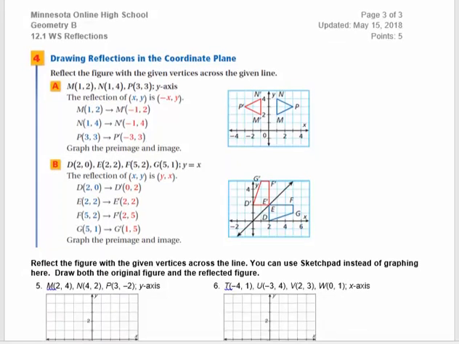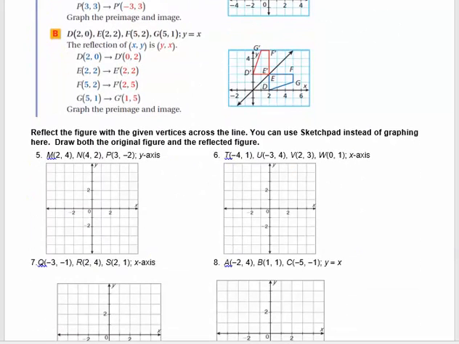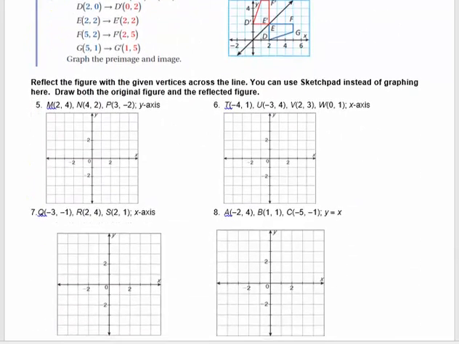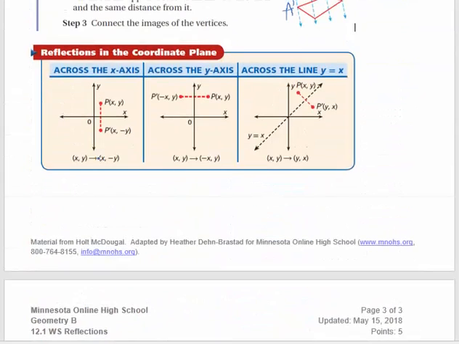So you're going to go ahead and graph for 5, 6, 7, and 8. You're going to graph the pre-image and the image with the reflection over each of these axes. So over the y-axis, over the x-axis, over the x-axis, or over the line y equals x. Here are some rules that will tell you how to do this.